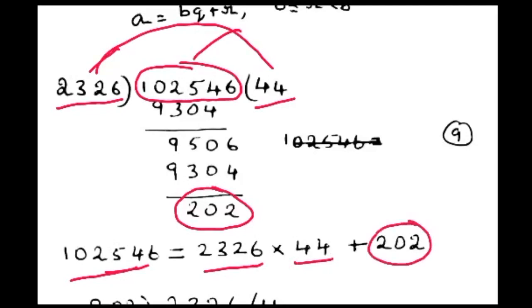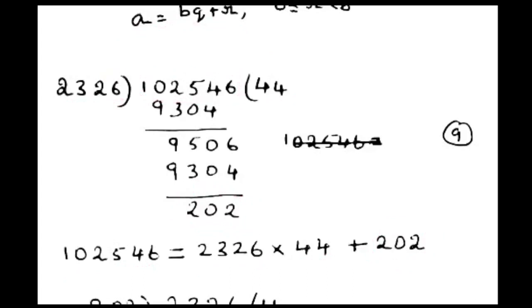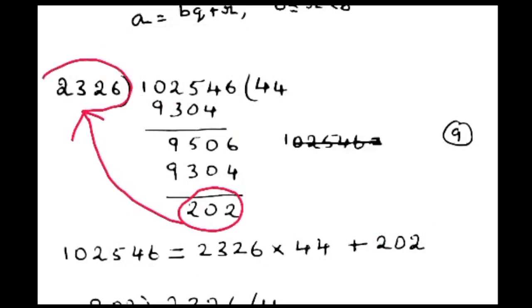Now we must divide the divisor by the remainder. The divisor must be divided by the remainder in the next step.